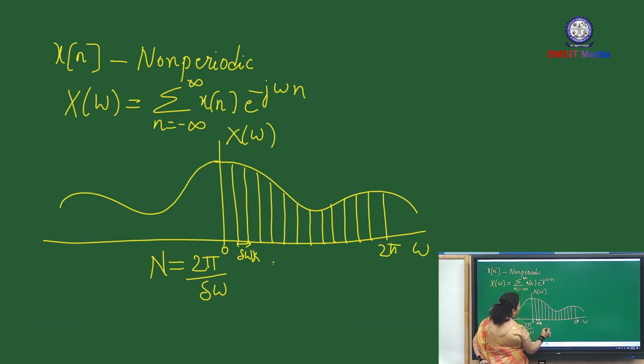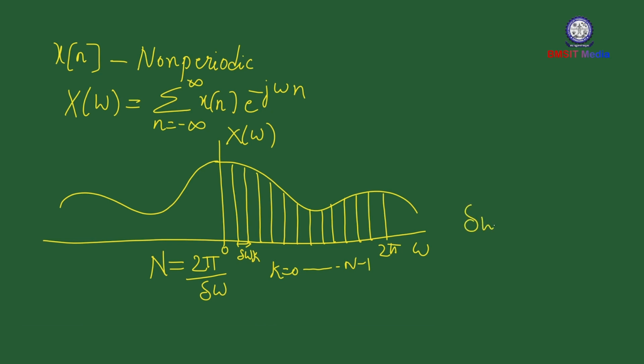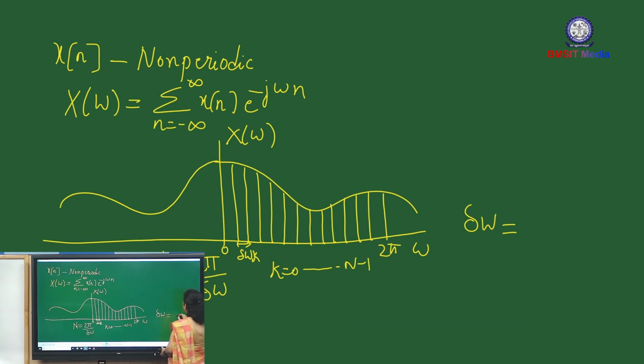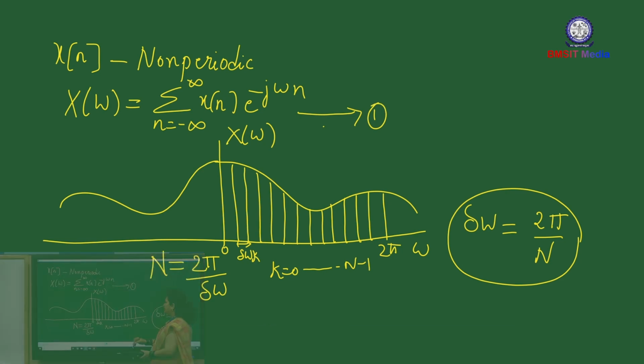So here k varies from 0 to N minus 1, or 1 to N. Now from this I'll find out what delta omega is. So delta omega, that is the spacing between the samples, from that expression can be given as 2 pi by N. Okay. Now let me replace this in the previous expression. So let me call this expression 1.